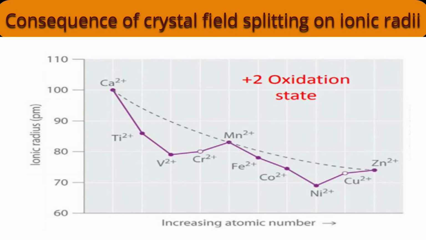In conclusion, what can we say? If an electron enters the t2g orbital, then size will decrease. But if an electron enters the eg orbital, size will increase compared to whom? The previous metal ion. Relatively, we are discussing the sizes.